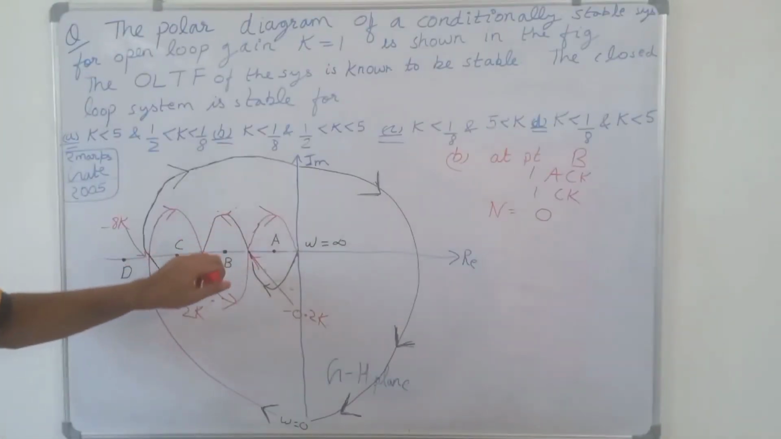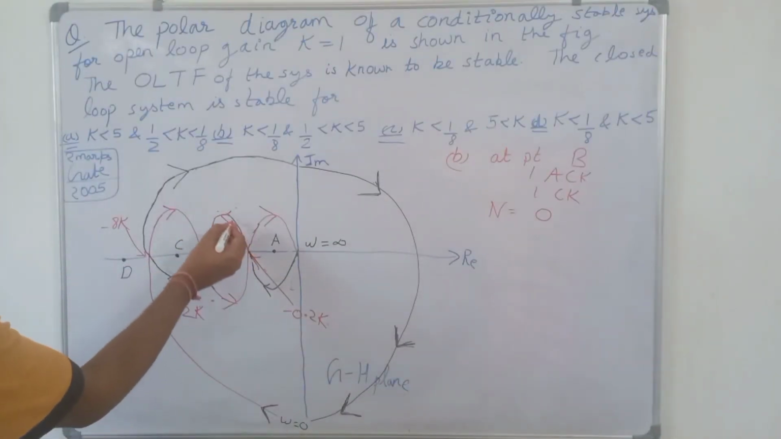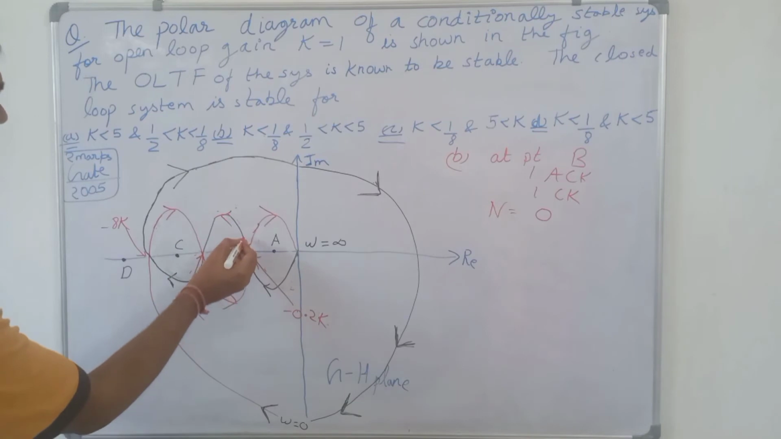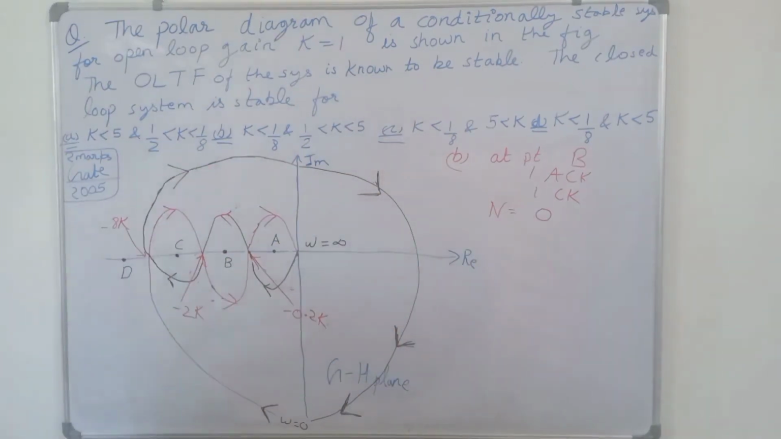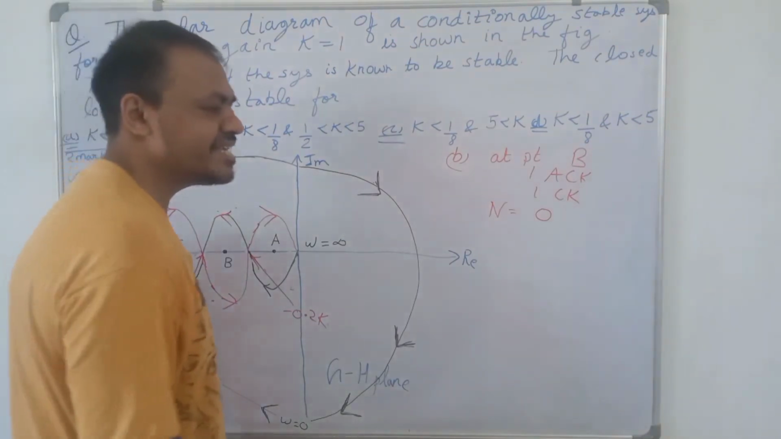This was anti-clockwise direction because it is moving from here to here. It is moving like this, and this is moving like this. So this is clockwise. So one anti-clockwise and one clockwise. So n is equal to 0.